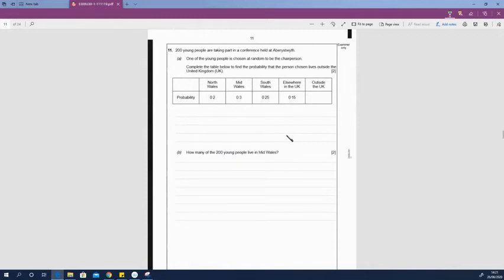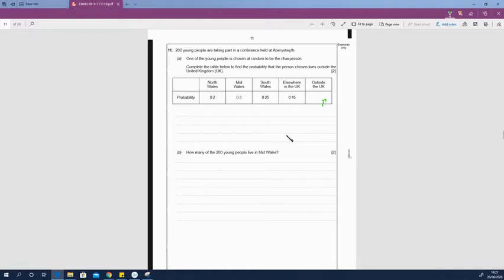Question 11. 200 young people are taking part in a conference held at Aberystwyth. One of the young people is chosen at random to be the chairperson. Complete the table to find the probability that the person chosen lives outside the UK. So it wants us to fill in that box there.